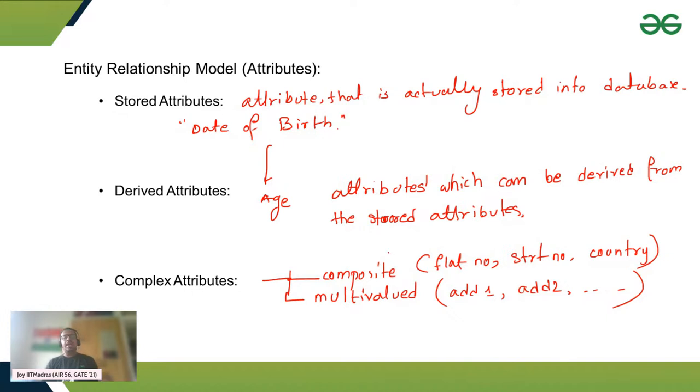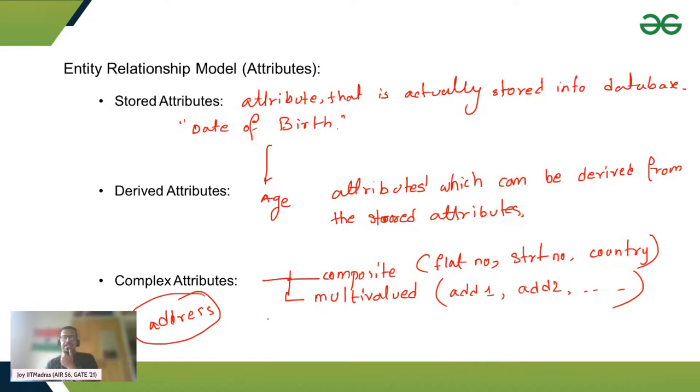If an attribute has both of these composite as well as multi-valued scenarios, then that attribute can be called a complex attribute. Okay, so we have a very front-end example, that is address, right? Our address can be both composite and multi-valued, as we generally see here.